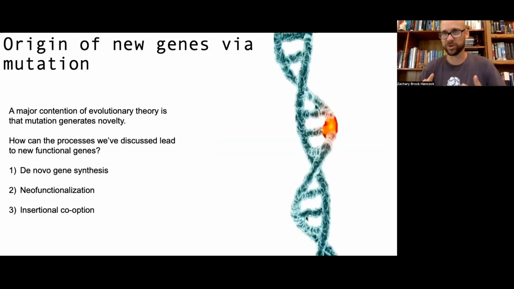So the last thing that I want to do, I want to put a little bow on this by talking about the origin of new genes via mutation. I've been trying to build this case that mutations are the creative component of evolution. So let's actually see how they generate novelty. There are three different ways that I want to talk about, and I'm going to give a specific example for each. And that's de novo gene synthesis, neofunctionalization, and insertional co-option.